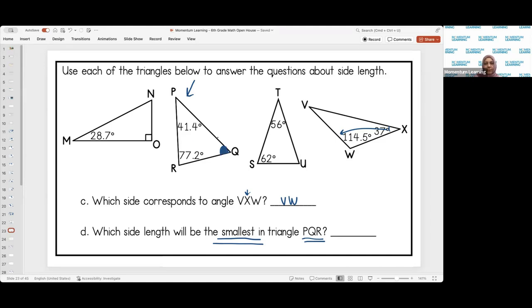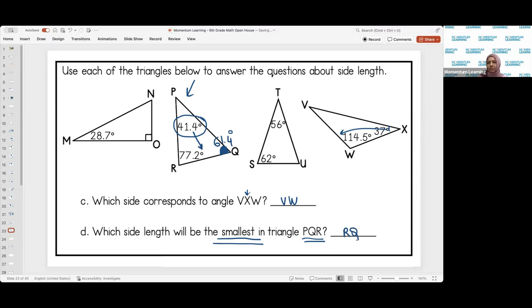Yes, you are right. Let me write here 61.4 degrees. So we are going to compare this one. And we know the shortest side will be the opposite of the smallest angle. Which one is the smallest angle? 41.4. What is the side opposite of this angle? RQ. So this is the shortest side.